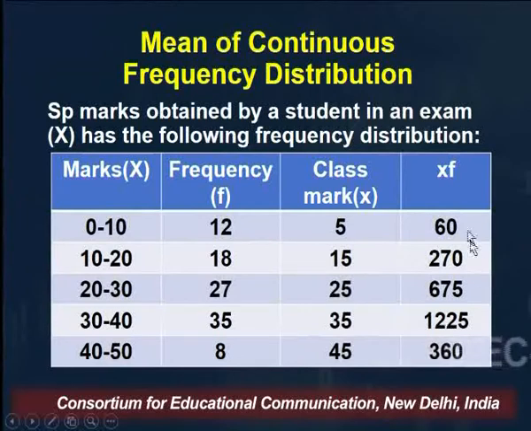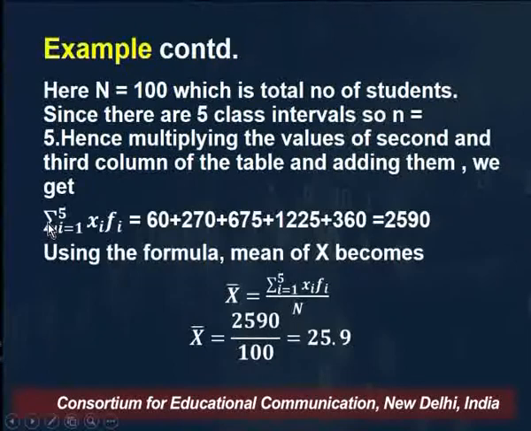After we have got xi's and we are already given fi's, now the same step as in the discrete frequency distribution, multiply fi with xi. That means multiply the entries of the second column with the third column and write them here, and that is what we will obtain. 12 into 5 is 60, 18 into 15 is 270, 27 into 25 is 675, and like that we go. 8 into 45 is 360, and then we obtain the sum of the second column, which will give me capital N, and the sum of the fourth column, which will be the summation xi fi. So this is what we have.